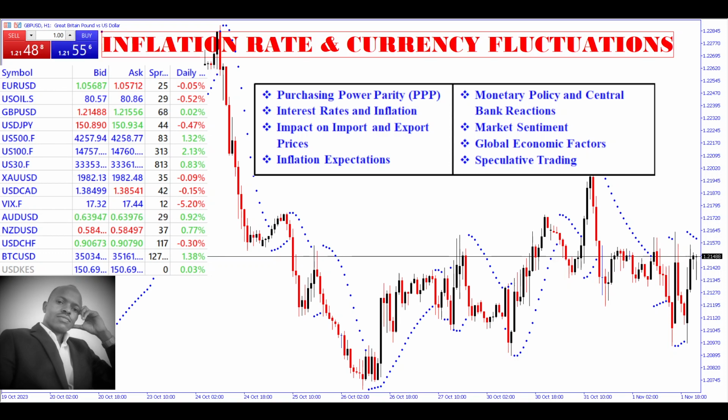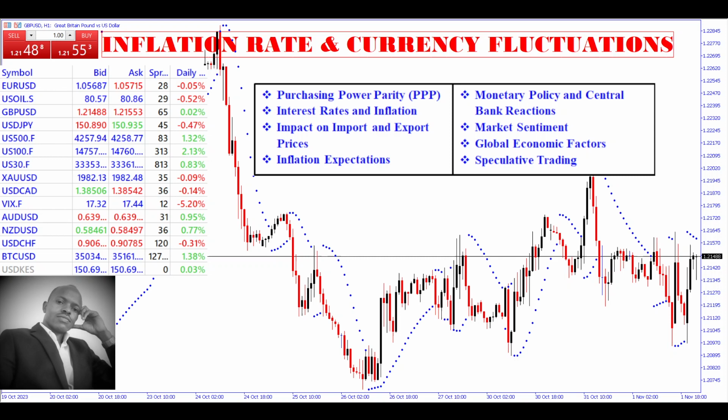Investors may fear that the central bank will raise interest rates aggressively to combat inflation, which could attract capital seeking higher yields and potentially strengthen the British pound. At the same time, if inflation in the UK remains well below the target or falls unexpectedly, it may lead to speculation of further monetary easing, such as interest rate cuts, which can put downward pressure on the pound.